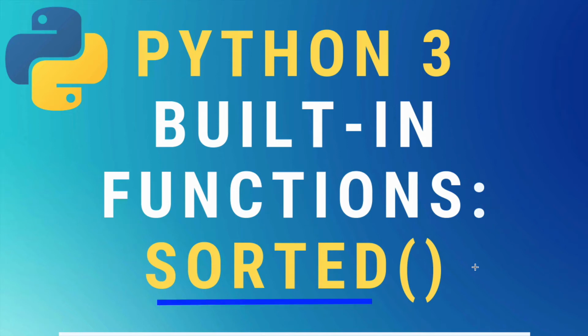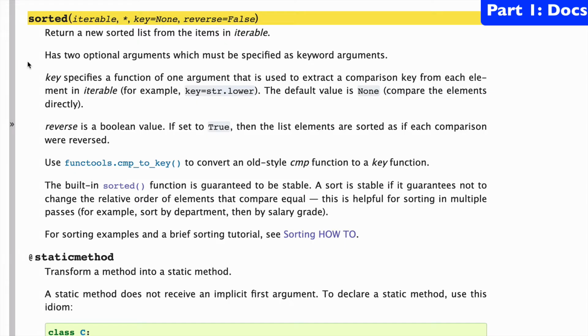Today, the sorted built-in function in Python. So let's start with a look at the docs. Sorted takes three arguments, a mandatory iterable argument, and optional key and reverse arguments. And it's worth noting that sorted will always return a new list. So we're taking in an iterable and we're getting back a list. All right, let's get started.